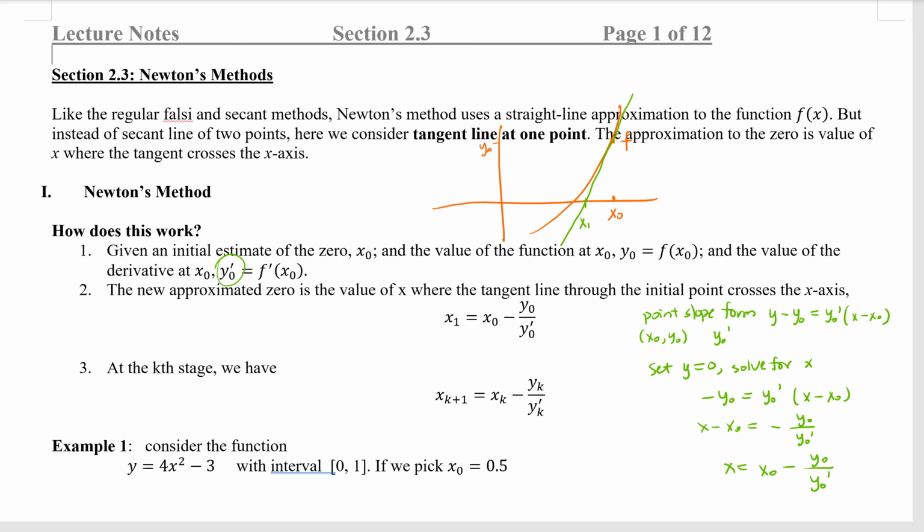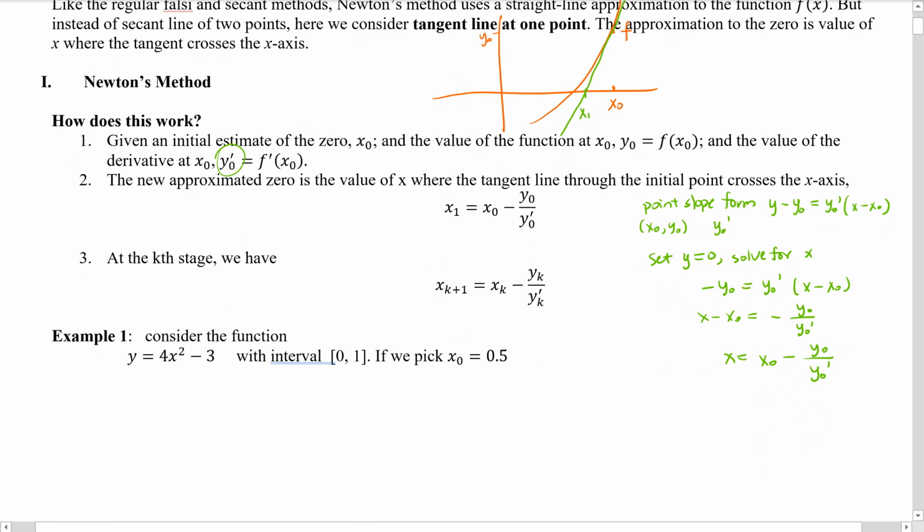Unlike the previous methods, let's count how many methods we have learned so far. We learned the bisection method, regula falsi method, and secant method. All of them we were given the interval, and f has a 0 inside the interval. But in Newton's method, we are only given an initial point. So it's one value, it's not like two values.